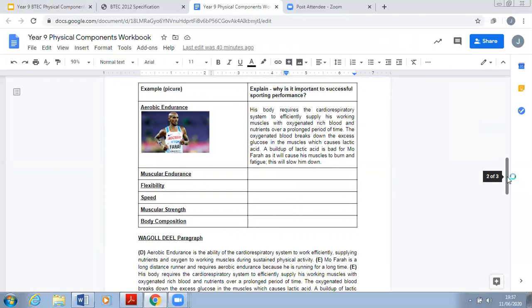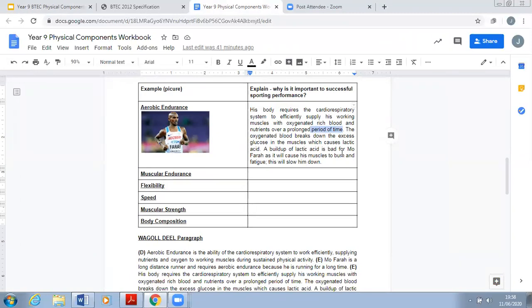What I've written here is, his body requires the cardiorespiratory system to efficiently supply his working muscles with oxygen-rich blood and nutrients over a prolonged period of time. So we've taken a little bit of information from that definition, and a little bit from our example. Prolonged is another word for sustained out of the specification. We've got oxygenated rich blood and nutrients out of the specification, and then we've added that information from our example, for a prolonged period of time. He's running for a long time.